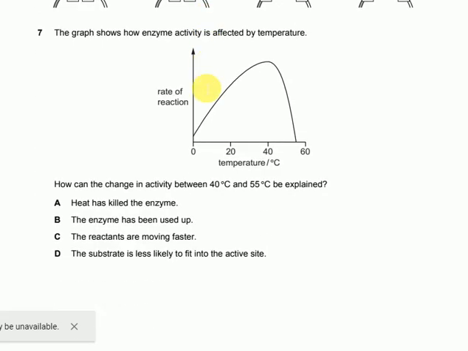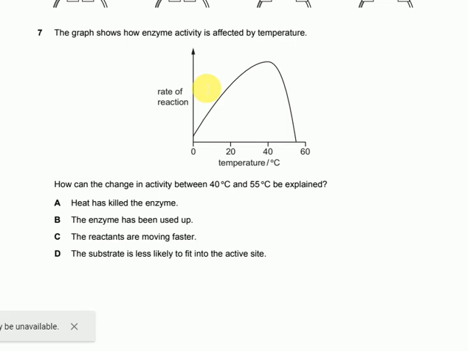7. The graph shows enzyme activity affected by temperature. How can the change in activity between 40 degrees Celsius and 55 degrees Celsius be explained? Till 40, the enzyme reacts at its most, but after that, the enzymes denature. Heat has killed the enzyme. The enzyme has been used up. No, that's not right. They have denatured. The reactants are moving faster. The substrate is less likely to take to the active site. I think that is the correct answer.